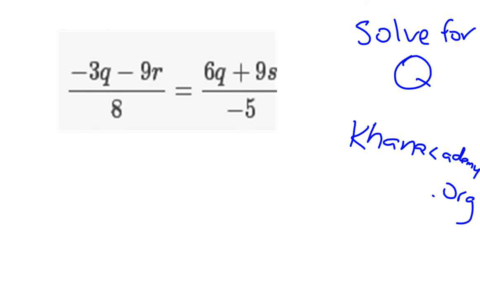Hopefully you paused and worked this out. So first things first, we want to get rid of the fractions because fractions aren't fun. So what we need to do is figure out what can we multiply both of these by. We can't multiply by 8 because if we multiply by 8, this side will cancel out, but then 8 over 5, that doesn't cancel out this fraction. So that's not going to work.